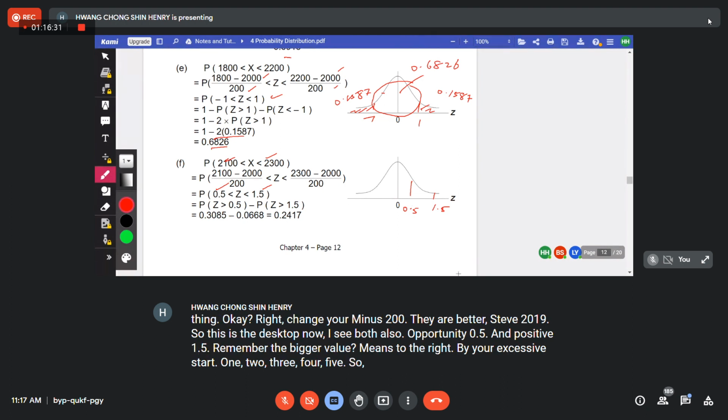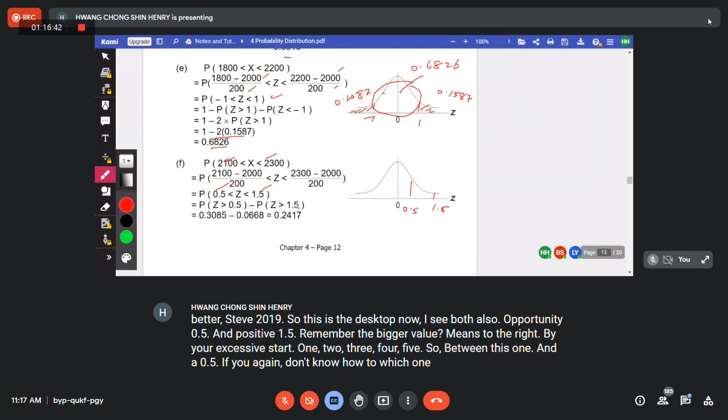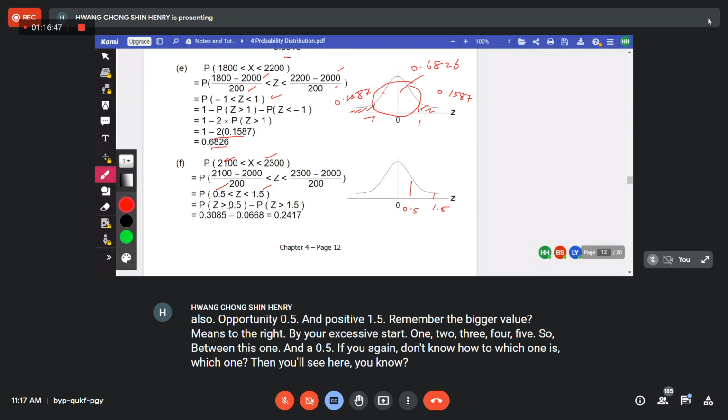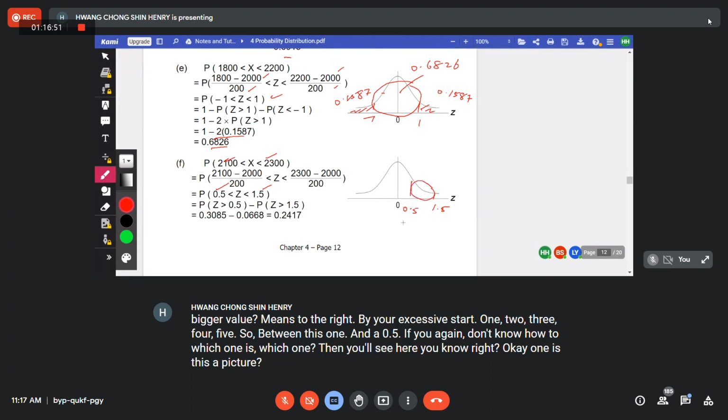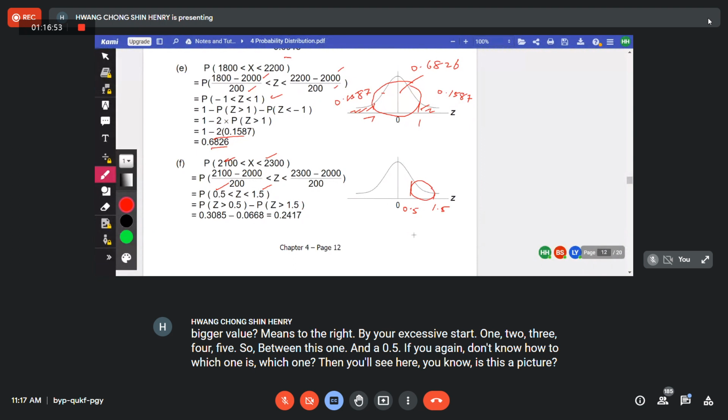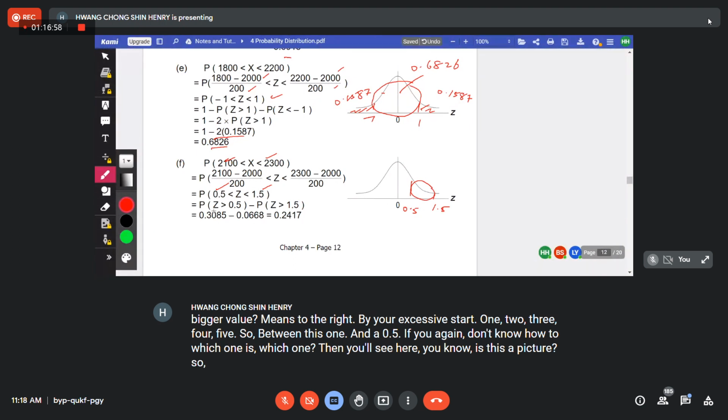So between this one and 0.5, 1.5, if you don't know which one minus which one, then you can try to draw it better and go from there. But what you want, based on the picture, is this, right? If you want to really understand what this means, this one is Z more than 0.5.